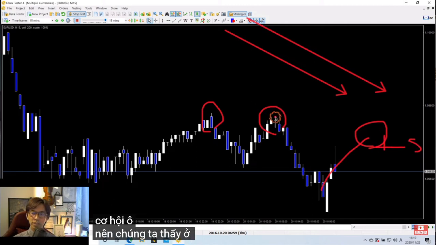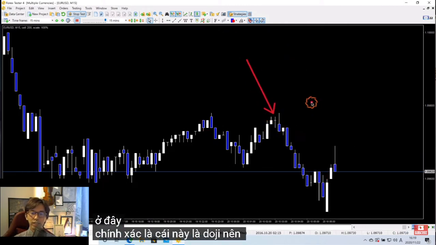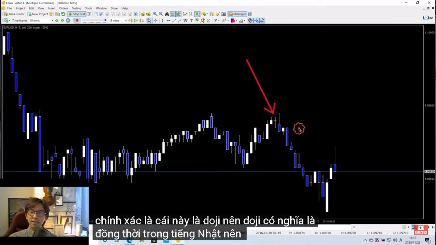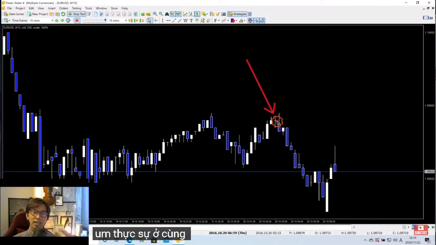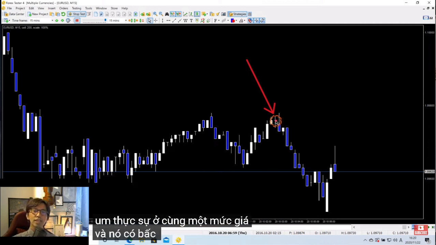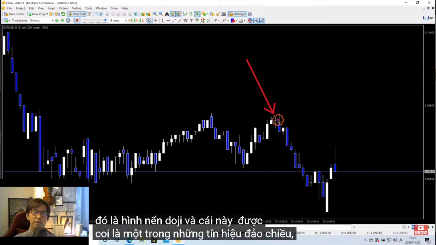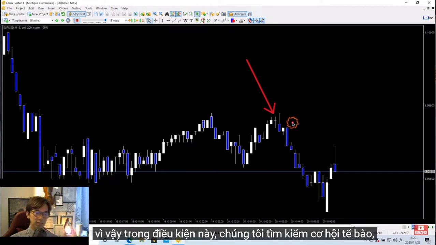So here we see doji candlestick right here. Exactly, this one is a doji. So doji means at the same time in Japanese. So actually the start price and close price are exactly at the same price, and it's got the wicks up and down. That's the doji candlestick. And this is considered to be one of the reversal signals. So in this condition, we look for sell chance.